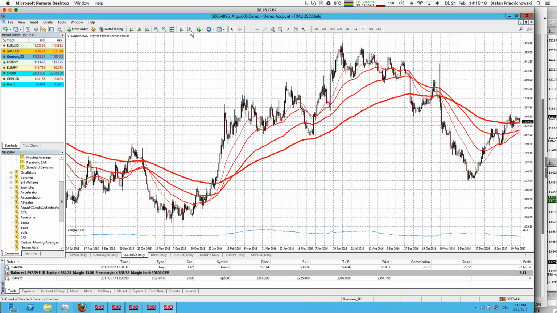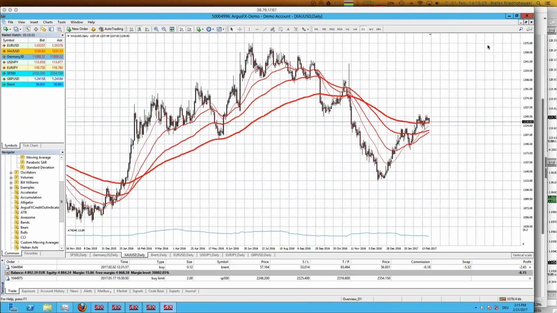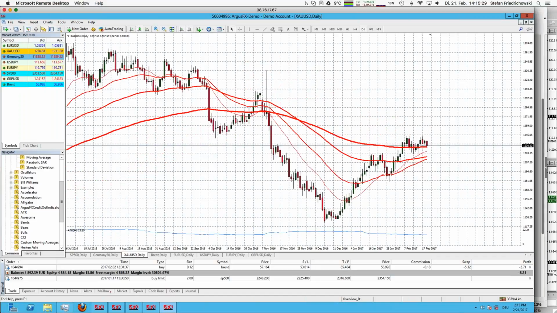Let me put this one here, so we have it not in front of the GoToWebinar control panel. And now finally we can see the setup quite well. Honestly, it's a little bit hard with the slope of our slowest EMA.